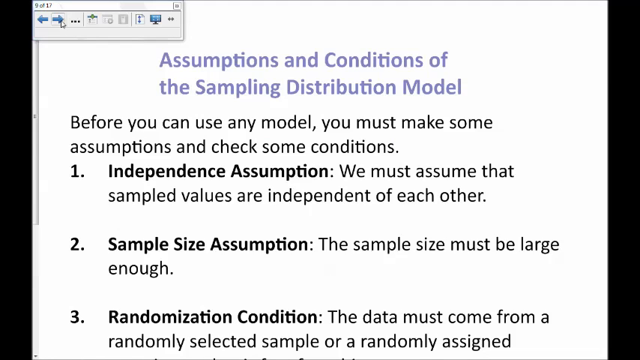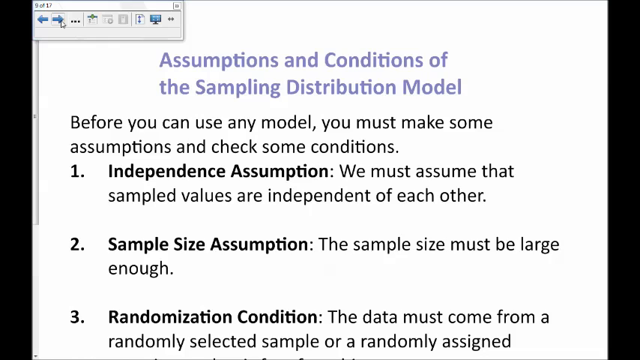Before you can use any model, you must make some assumptions and check some conditions, and there are 5 of them. First, the independence assumption. We must assume that sampled values are independent of each other. That's necessary for our standard deviation equation. That was true for the binomial model as well.